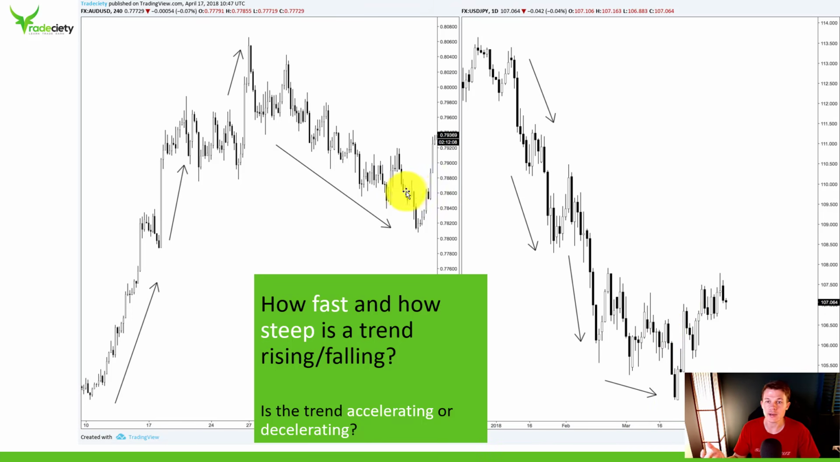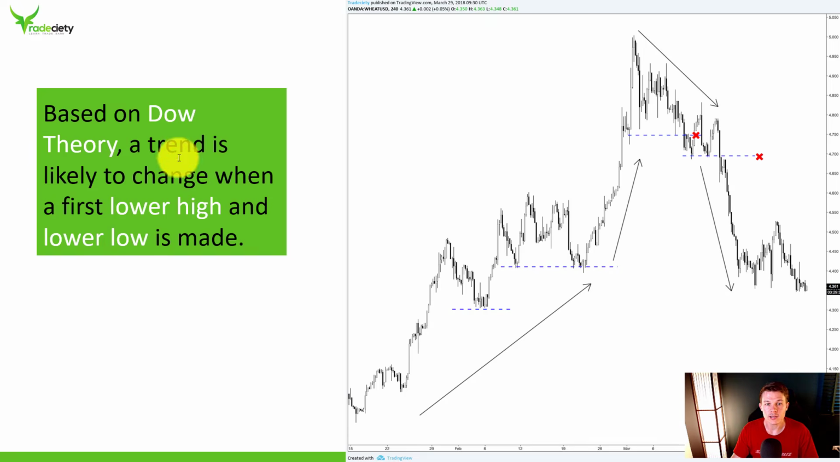So when we really pay attention to those individual building blocks, highs and lows, but even go further into how strong and how fast those highs and lows are moving, then we can take our trend analysis to a completely new level. We can also incorporate the Dow theory, and you can look it up. The Dow theory is simply saying that the trend is likely to continue as long as there are higher highs and higher lows in an uptrend, and lower lows and lower highs in a downtrend.